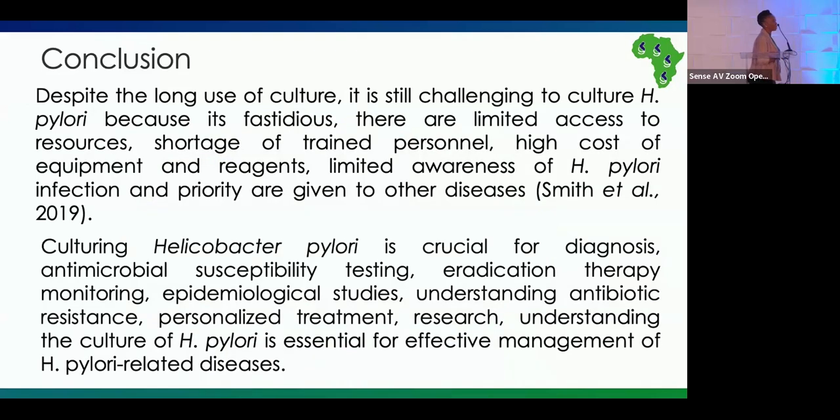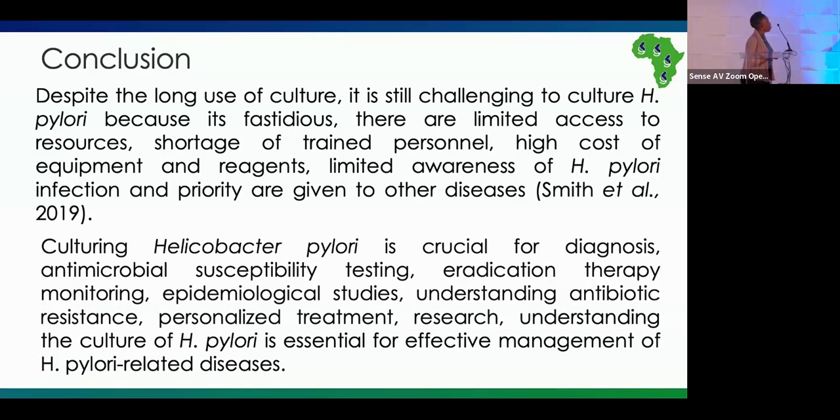And I conclude that culturing of H. pylori, especially in Africa, is challenging because it is fastidious. We still have challenges with electricity to maintain our temperature. The majority of laboratories don't do H. pylori routinely. We only have it done in research centers, and we have limited access to resources. Personnel were not trained.